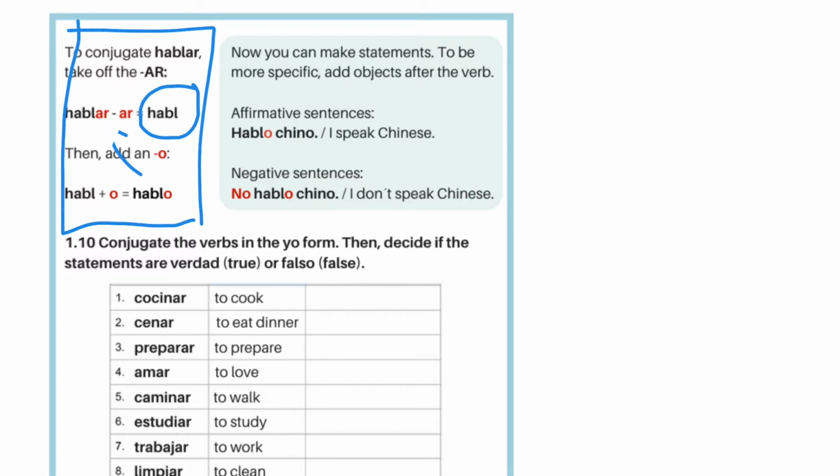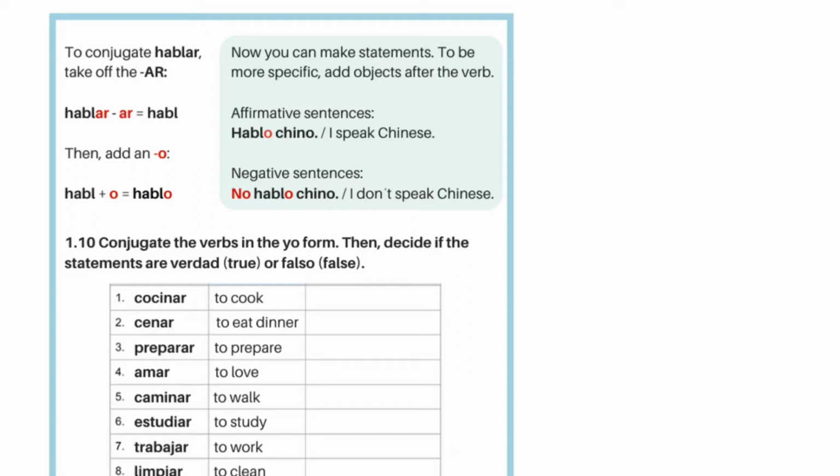And then when we have our word root, we have to add our new ending, which in this case is going to be the O. Everything we're working with in this chapter is going to have the O, because remember, we're only working with the yo form right now. So when you add that, you end up with hablo.